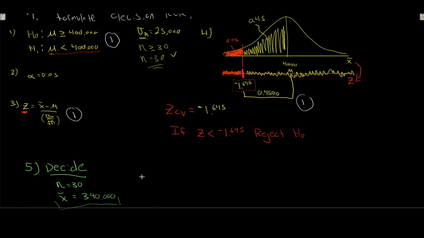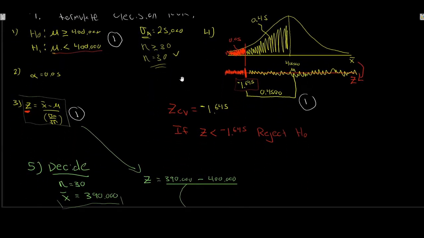So we want to calculate our test statistic. We're just going to go right to step three. This was the tool we're using, so let's use it. X bar, that's 390,000, minus my mean from my null, so 400,000. All of that divided by my standard error. What is my standard error? We said we had a population standard deviation of 25,000, so 25,000 all over the square root of my sample size, square root of 30.